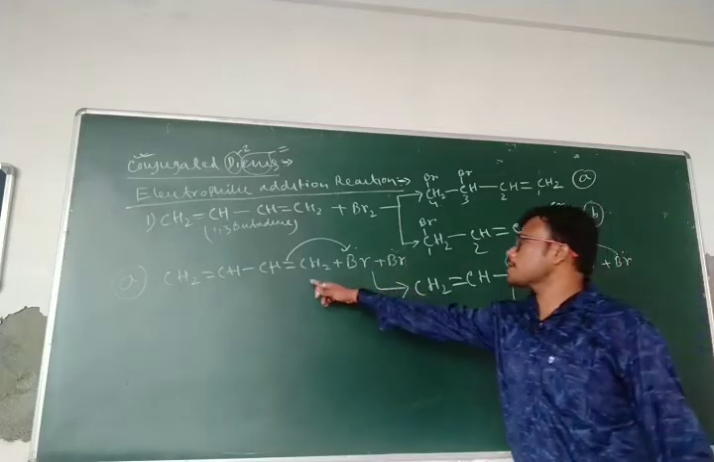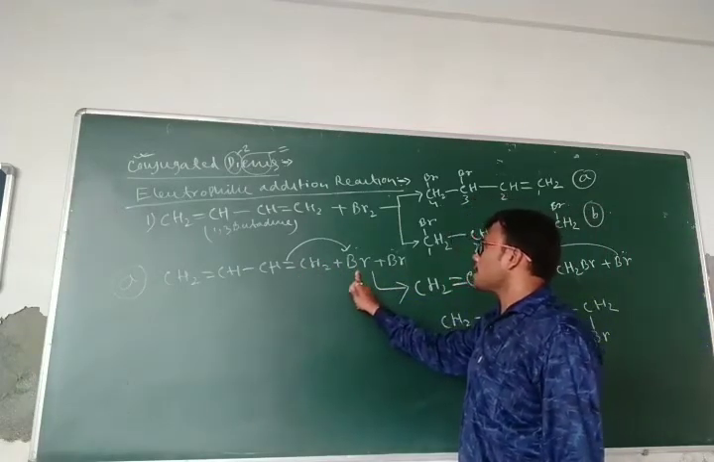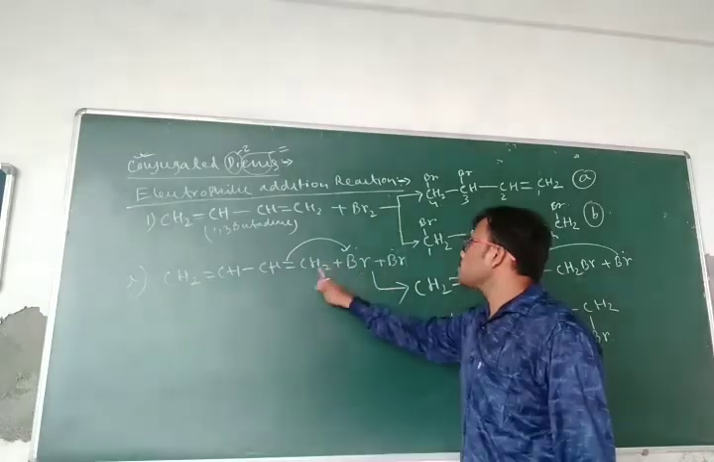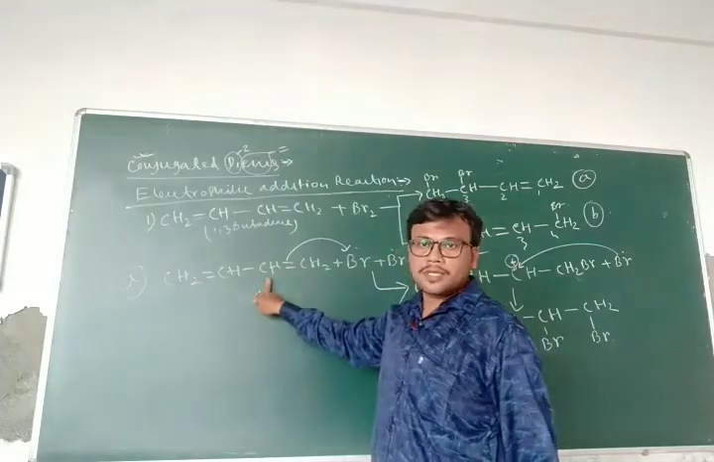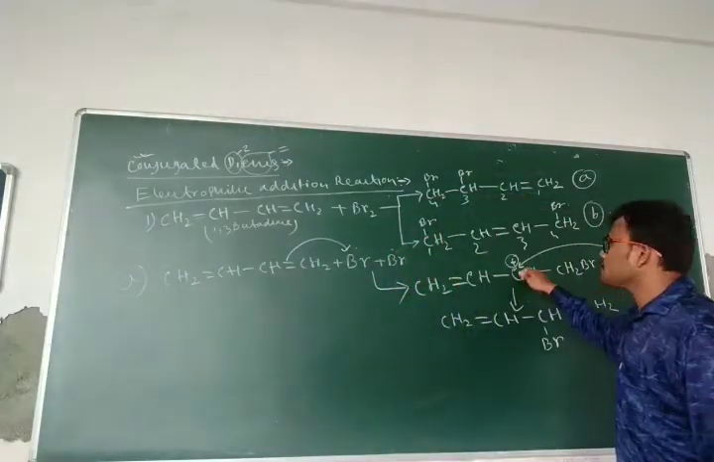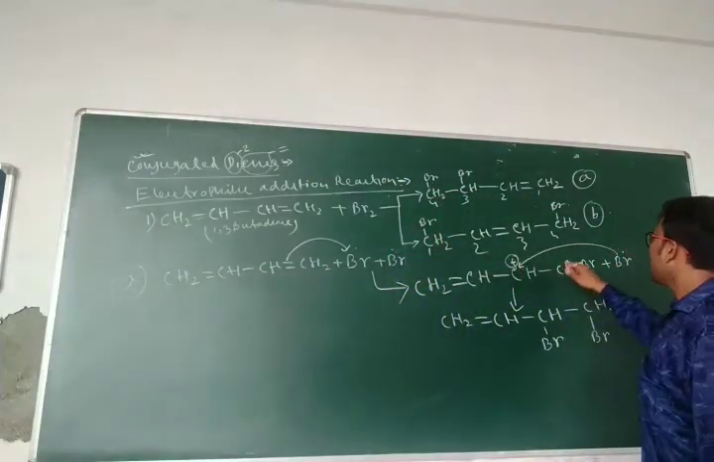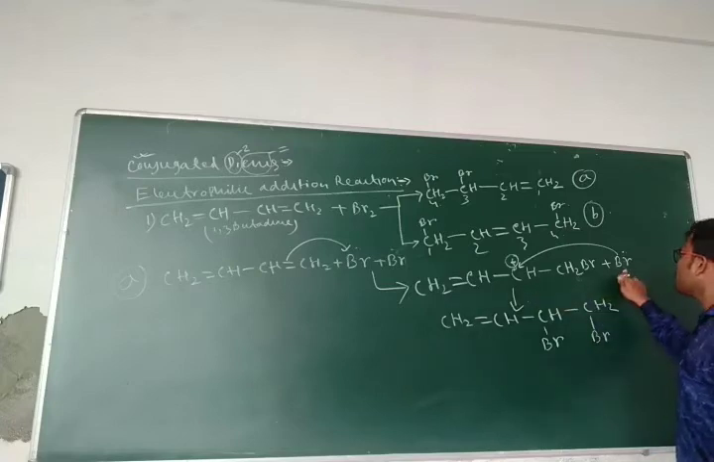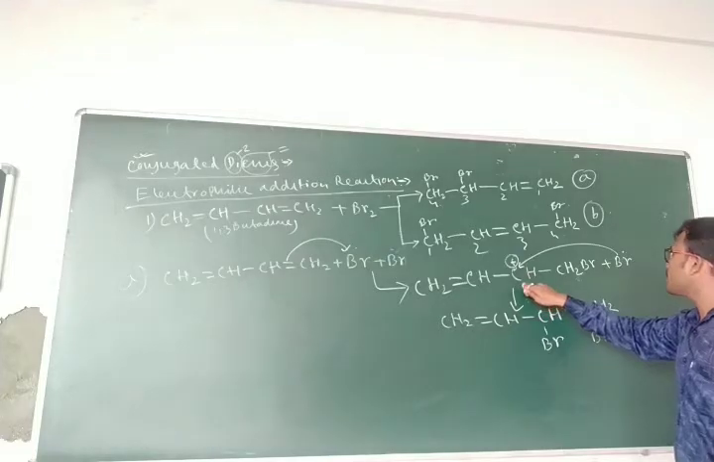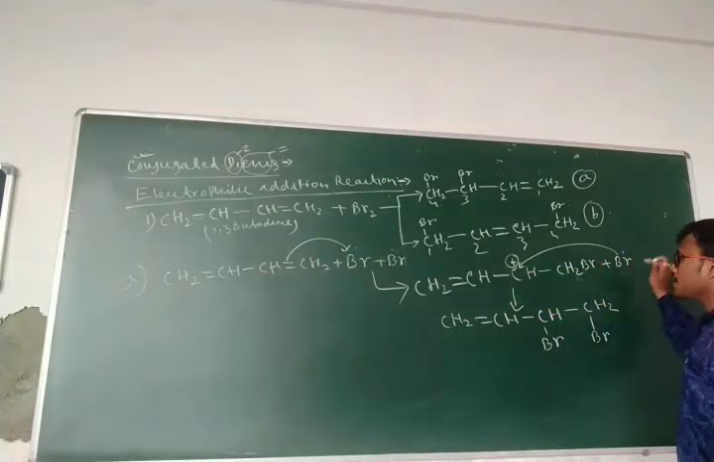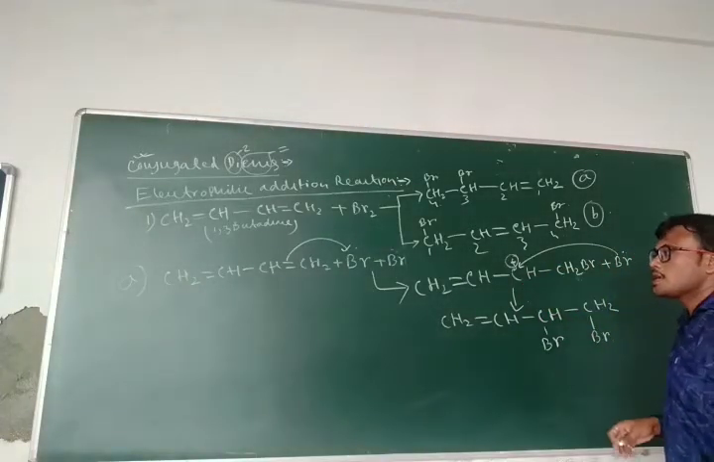So at first this pi bond attacks this bromine atom, one bromine atom. There is an electron deficiency, that's why a positive ion is generated here. Then after that, another bromine atom reacts with this carbon atom, because there is an electron deficiency and bromine has an extra electron, and the final compound is formed.